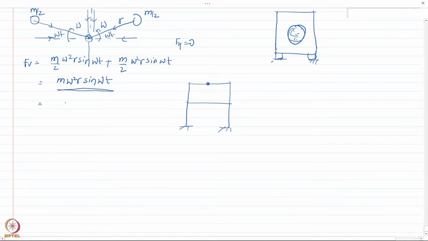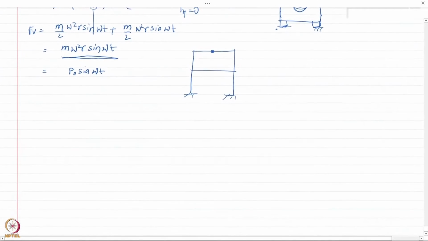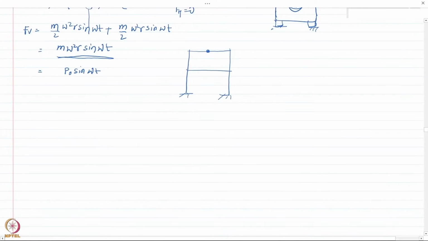So if you consider something like this, P naught sine omega t, if you attach this vibration generator to any structure, it would apply the same amount of force to that structure, and then the response of that structure subject to this excitation force can be found out using the conventional methods that we have discussed previously, except there is one small difference here.